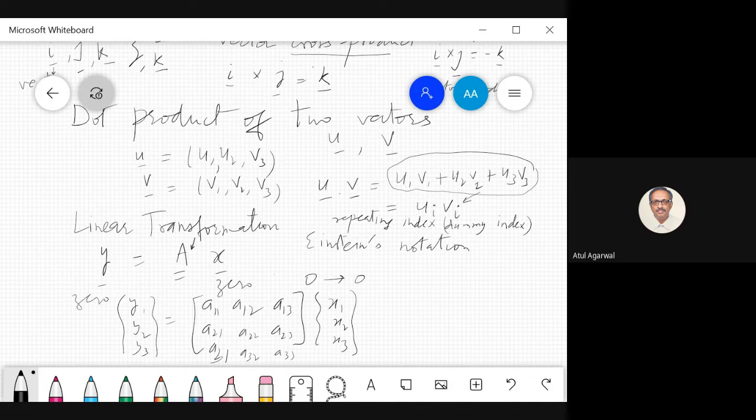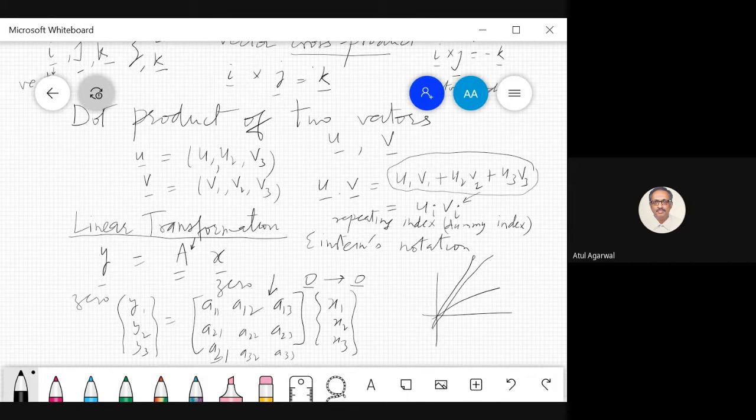So this matrix A transforms this vector x to vector y. If it is all zeros, you will get a zero answer. So this is a very important property of a linear transformation. Zero should map to a zero. Zero vector should go to a zero vector. If it is some other vector, suppose you have a vector like this, it can be transformed to another vector.